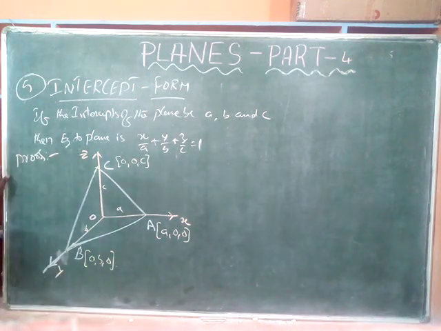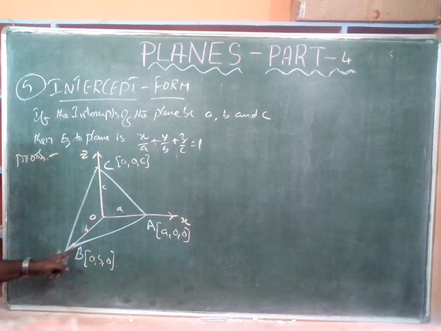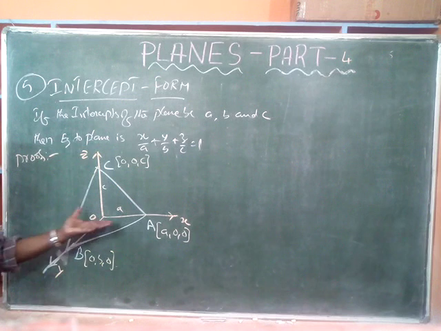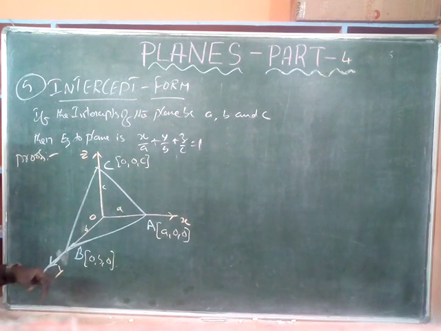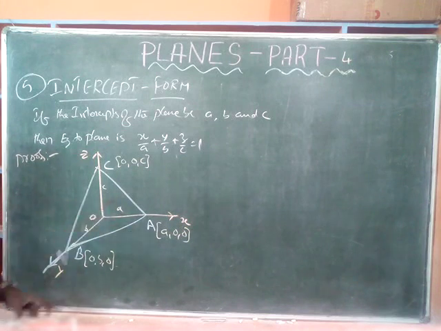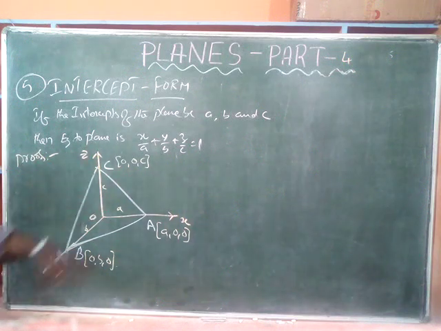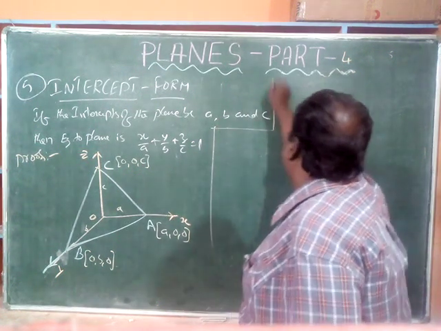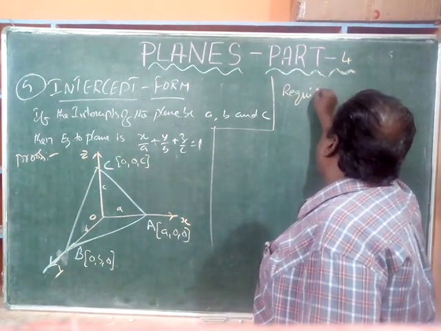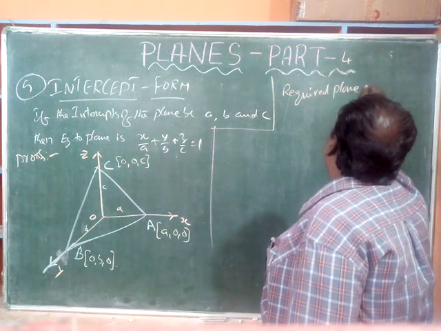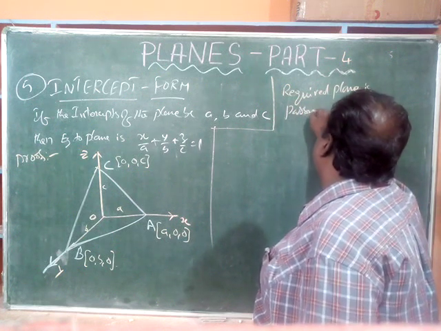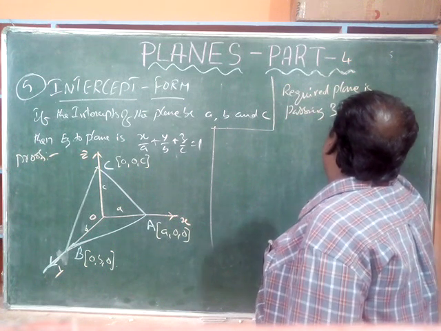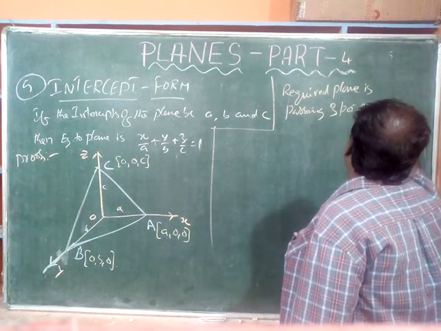Okay. Now the plane is passing through 3 points. Directly we are not given the 3 points A, B, C. We are given only the intercepts. Through that we are achieving A, B, C. Those coordinates are (a, 0, 0), (0, b, 0), (0, 0, c). Now the required plane is passing through 3 points A, B and C.